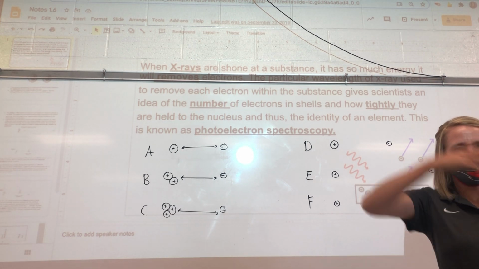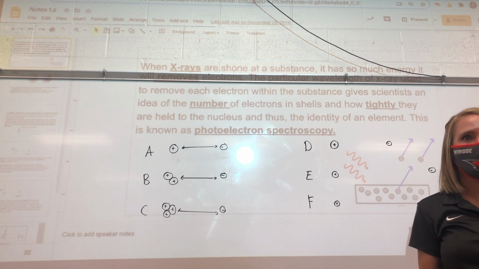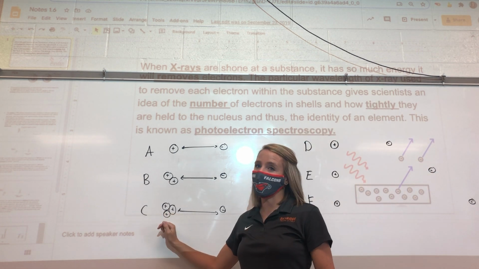Why don't the protons just push each other away, right? So no, not a bad thought at all.